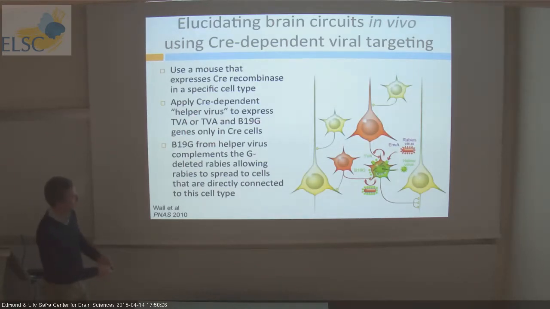So that's illustrated in the schematic over here, where you would inject a helper virus that indiscriminately infects all the cells of all types, but requires Cre recombination for the TVA and glycoprotein and maybe a marker gene. And so now only the Cre-expressing cells have TVA. And now when you inject the EnvA-pseudotyped rabies, it selectively infects those cells, and then again spreads only one synaptic step and then stops.